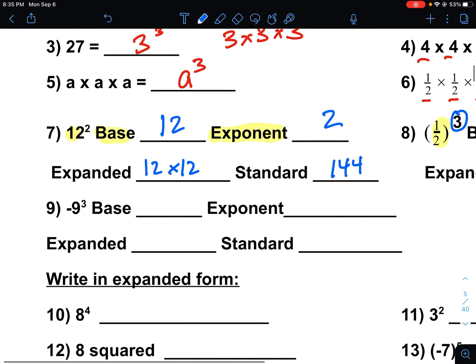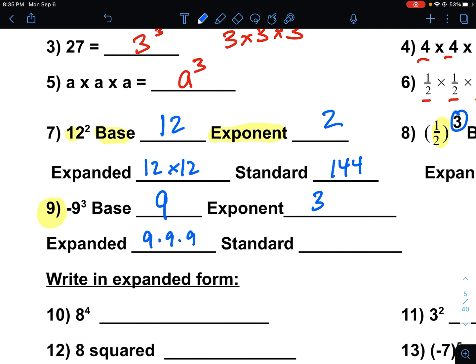All right, this one, number 9. Number 9 is a strange one. The base is technically just the 9 right there. The exponent is 3. Expanded form is 9 times 9 times 9.